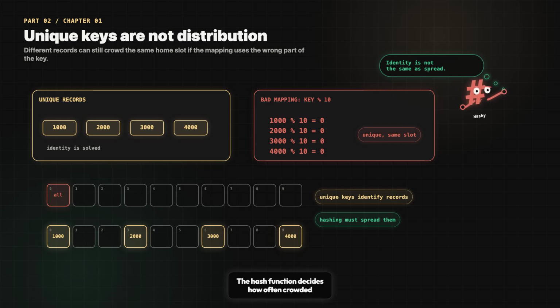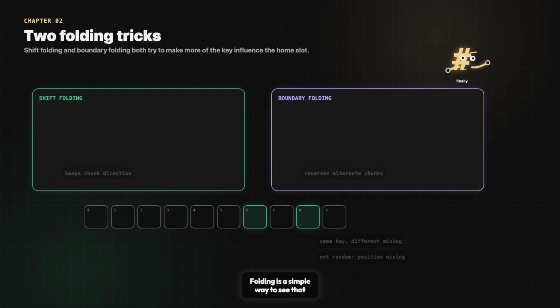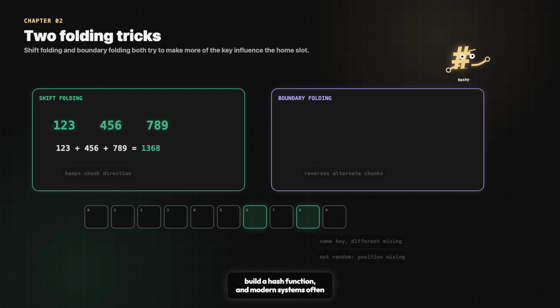The hash function decides how often crowded home slots are created. The collision strategy decides what happens after that crowding begins. To improve the first choice, Hashy needs more of the key to influence the home slot. Folding is a simple way to see that idea. It is not the only way to build a hash function, and modern systems often use stronger mixing. But folding is useful because the logic is visible.